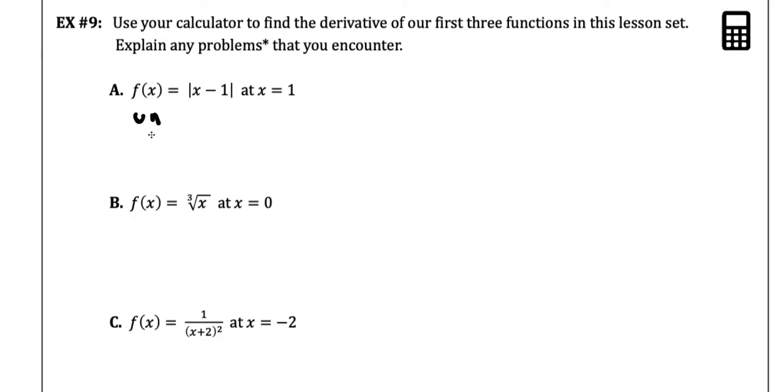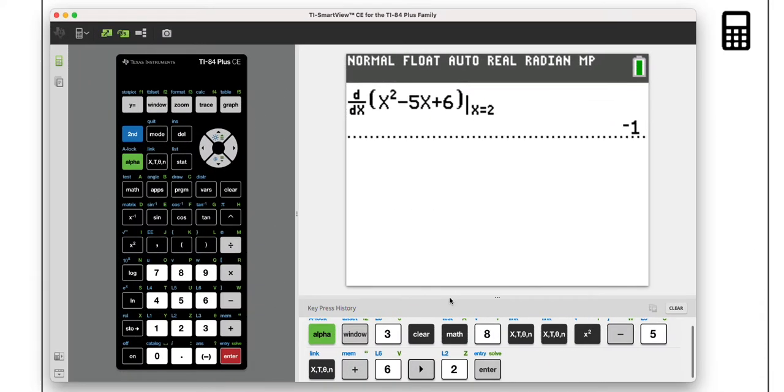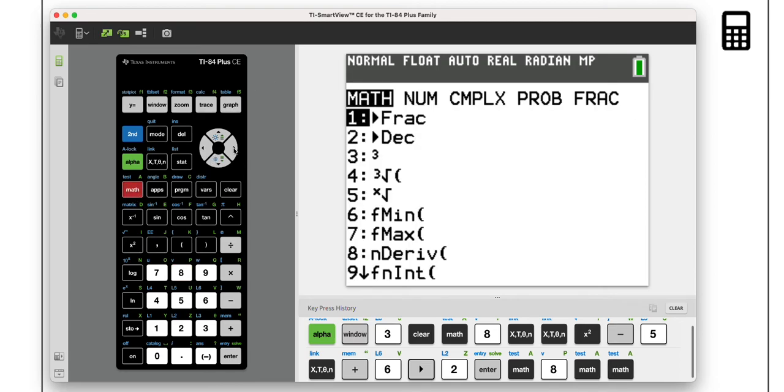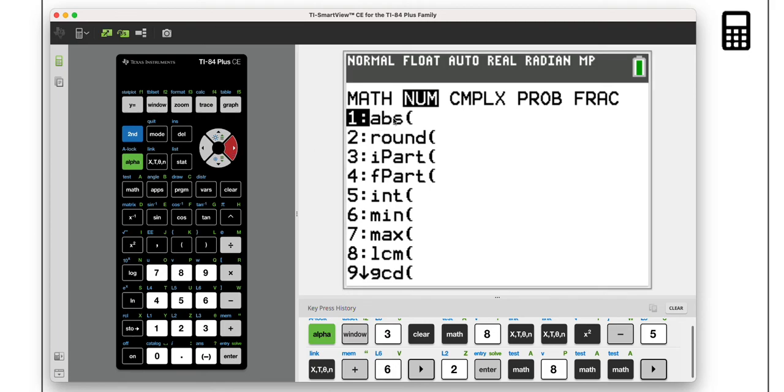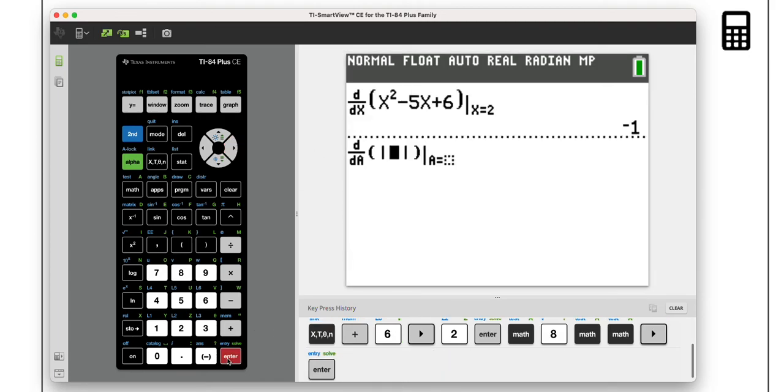But try, do you know how to type in absolute value? If you go math, number, and 1, that's absolute. Yes. So hit math. Move over. The very first one that says ABS is how you type in an absolute value.